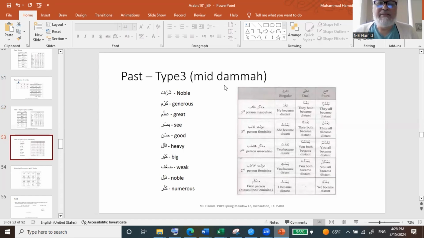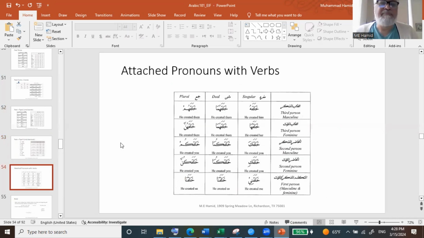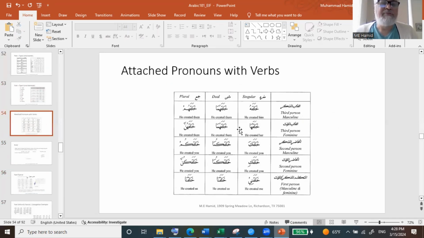But we should not have any problem changing that. These are the middle U verbs: sharufa, noble, karuma, generous, azuma, great, basura, to see, hasuna, to be good, thakula, to be heavy, kabura, to be big, daufa, to be weak. So you can go on, and the formation is exactly the same. It doesn't change that much with the verbs.